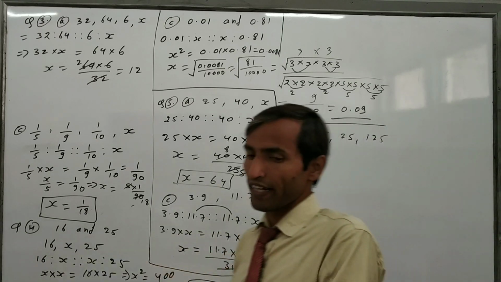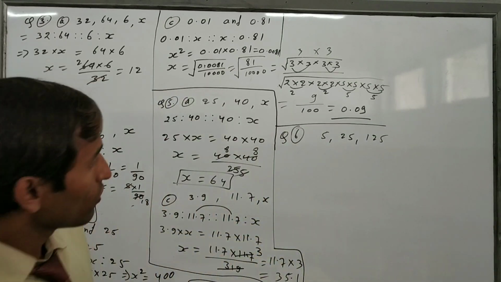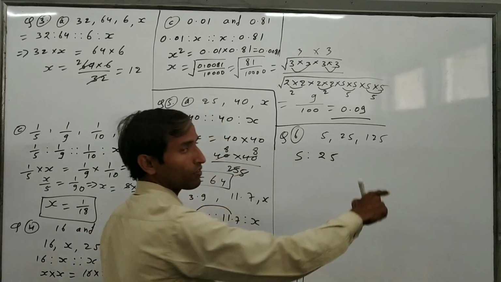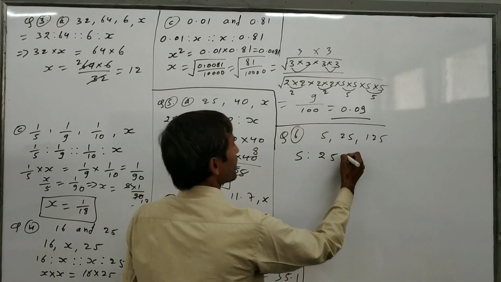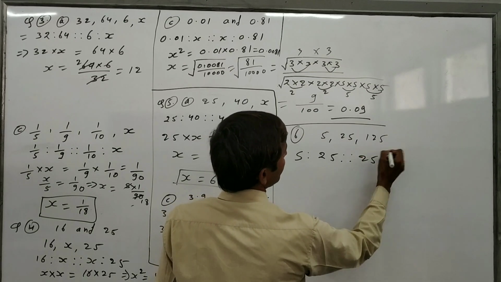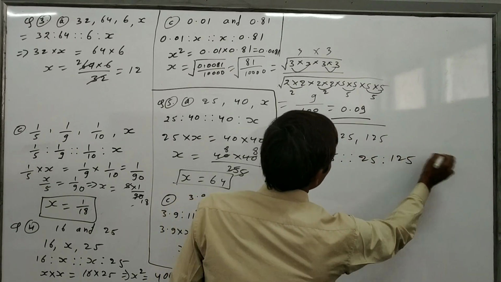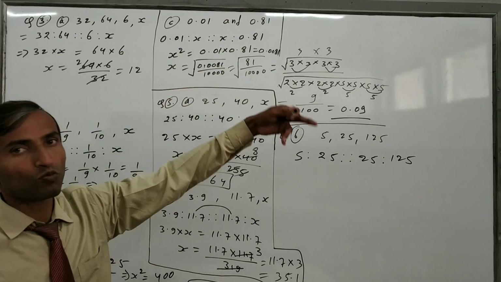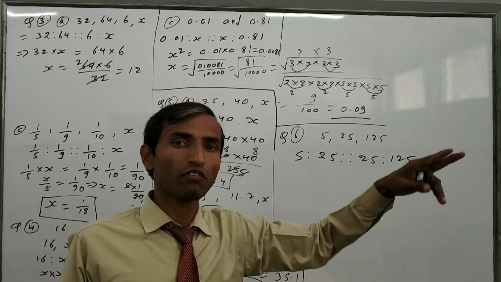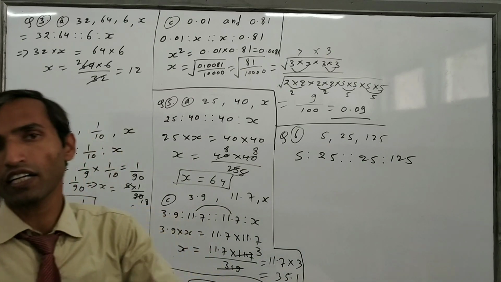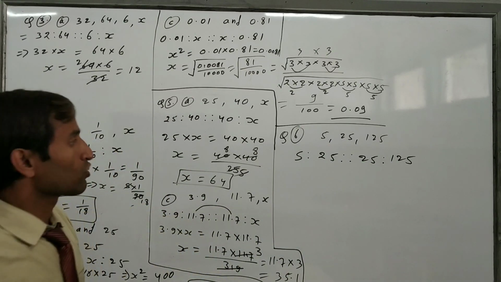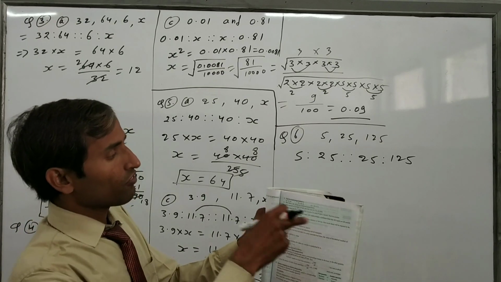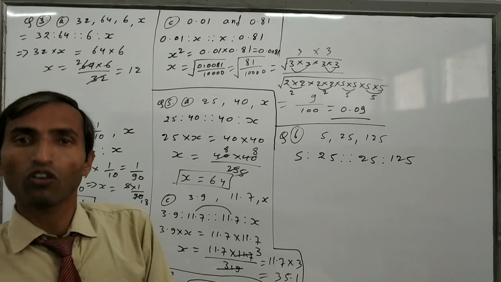First of all we have to arrange in proportion. So 5 ratio 25, the middle part we have to write down 2 times. So this 25 proportional, again 25 is to 125. Now you have to multiply here. If the product of extreme terms is equal to the product of mean terms, both are equal, then we can say that these are in continued proportion, otherwise no. So we have to verify whether these are in continued proportion or not.